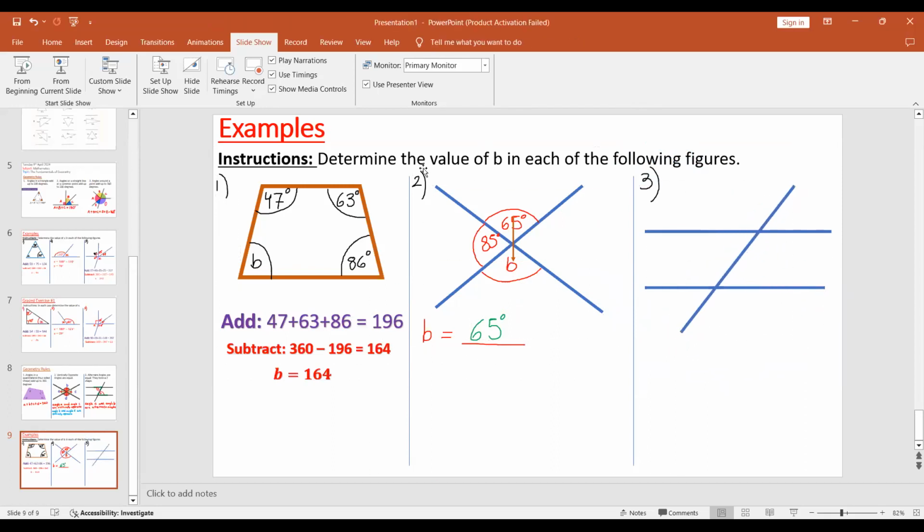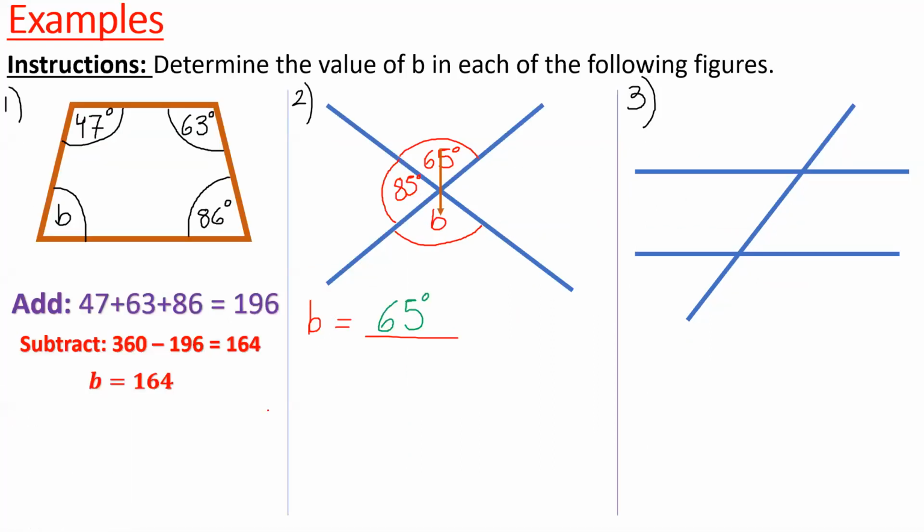And let's say that this angle right there measures 36 degrees. And we have angle B here. What would be the size or measure of angle B?